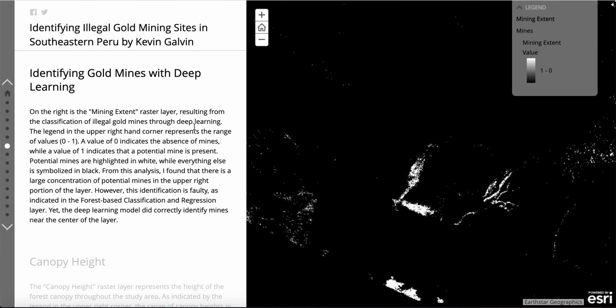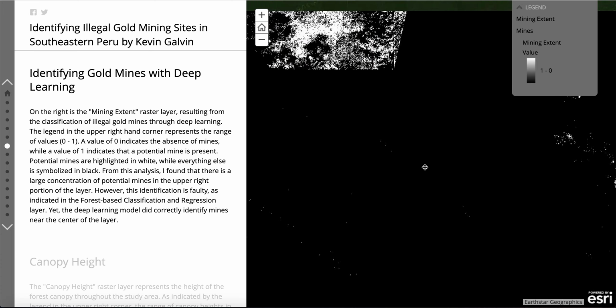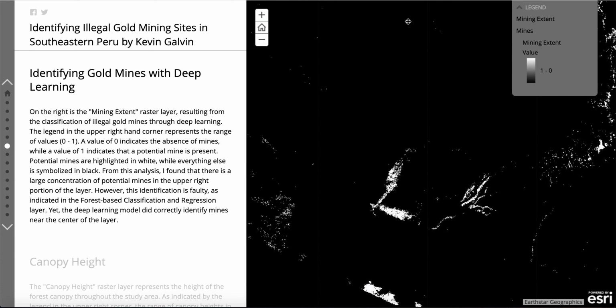The deep learning model on the right, named mining extent, represents potential mines predicted by the model. Potential mines are given a value of 1 and are highlighted in white. The absence of mines is given a value of 0 and is symbolized in black. As you can see here, there are two substantial concentrations of mines, one in the upper portion of the layer and one towards the center.